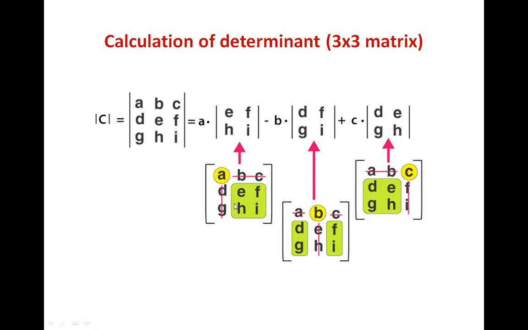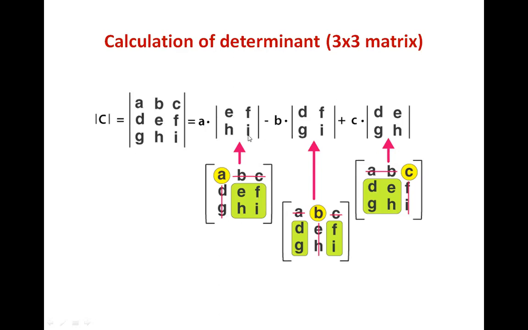There is a small 2 by 2 matrix consisting of elements E, F, H, and I. Are you getting this? So what we are doing, we are multiplying the element A with its minor matrix. The minor matrix of element A is this E, F, H, I. So here, first of all, take the first element A and multiply it with its minor matrix.